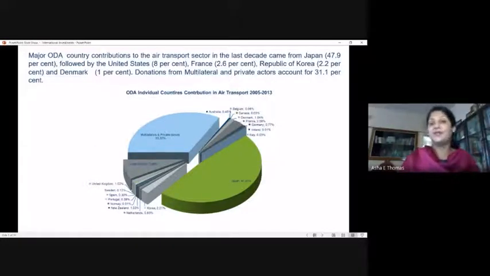And the list goes on. Even France, Republic of Korea, and Denmark have all made significant contributions towards the development of air transport. All these contributions happened in ODA listed countries, that is, countries identified for receiving financial assistance. These contributions were made by these companies to the air transport sector in the identified developing countries. So this is just statistics.